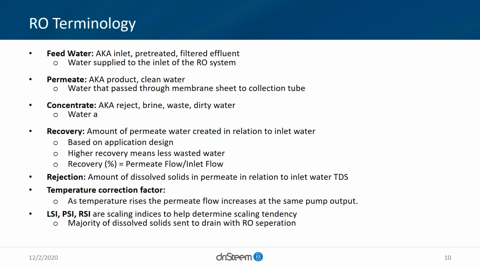The last thing is LSI, PSI, and RSI. As we talk scaling tendencies, we just need to know how far can we push this RO before those membranes scale. And pre-treatment comes a long ways with that softening aspect.